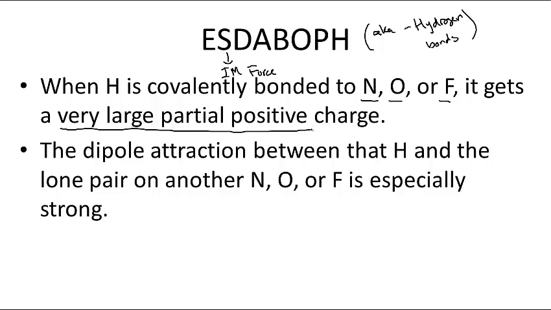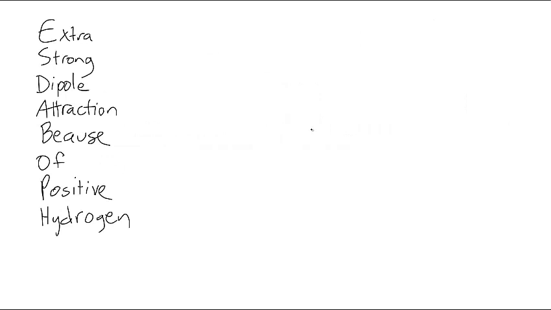And what is an Estebov? Well, an Estebov is an extra strong dipole attraction because of positive hydrogen. You can call them hydrogen bonds. You can call them Estebovs. Estebov just sounds funny. So what does this actually look like? Well, we have put a water molecule here. And then we will draw in another water molecule.